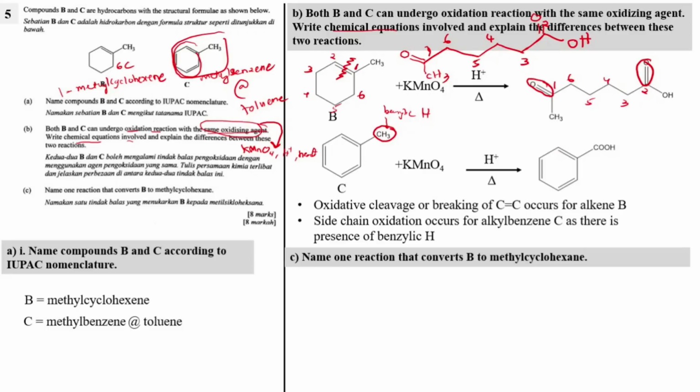Now we need to focus on the next question, which is C. Name one reaction that converts B, which is methylcyclohexene, into methylcyclohexane.